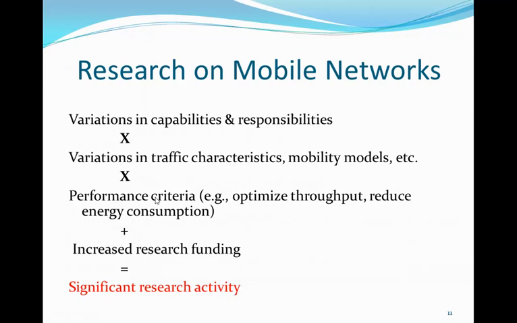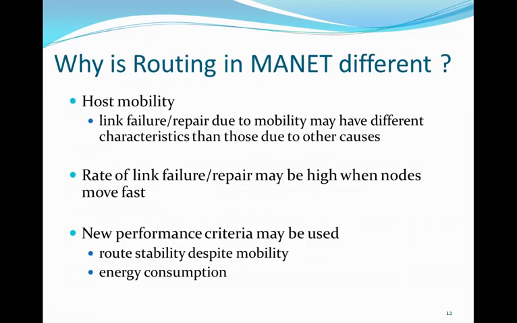So because of these flaws, or you can say because of these built-in problems in these networks or in mobile computing, we have a very good opportunity to get research funding. So there is a possibility that you can explore any good research area, and then onward you can get funding from that. Why is routing in mobile ad hoc networks different?